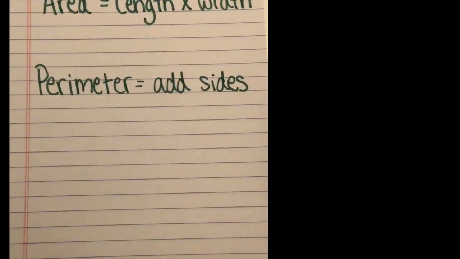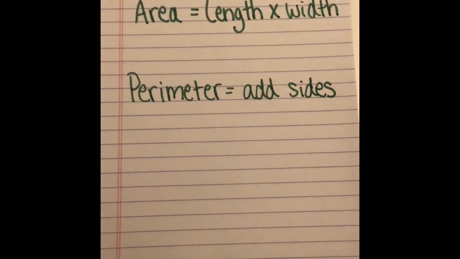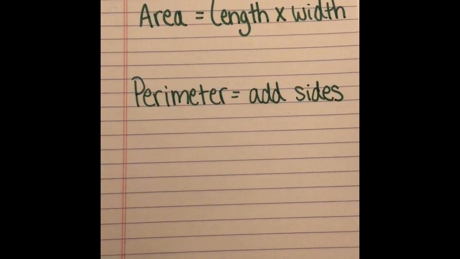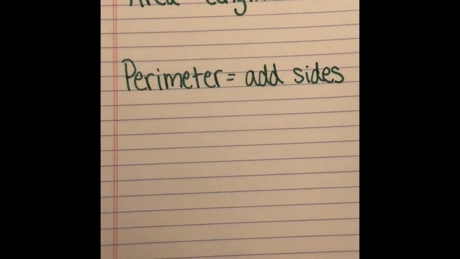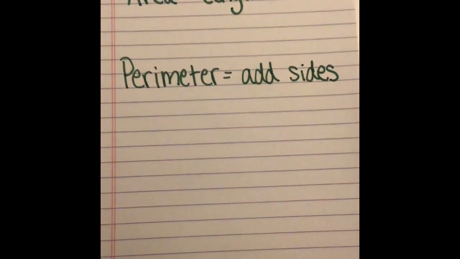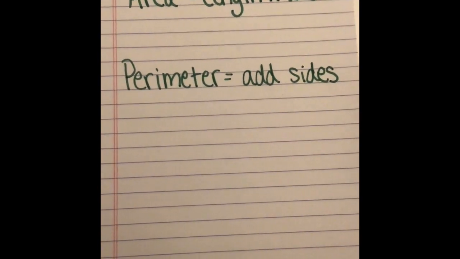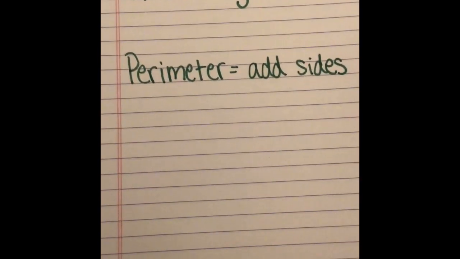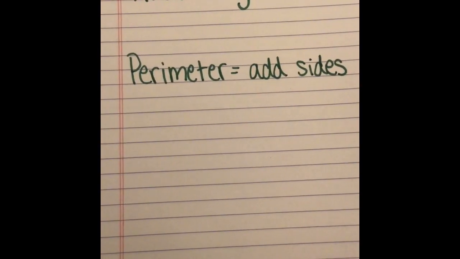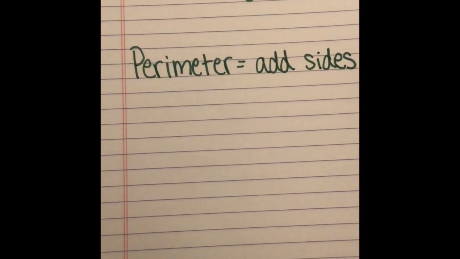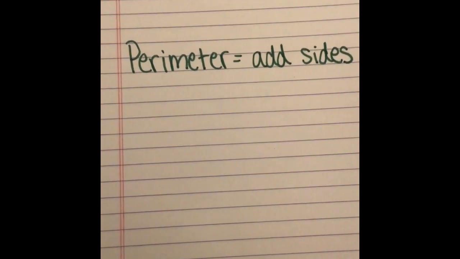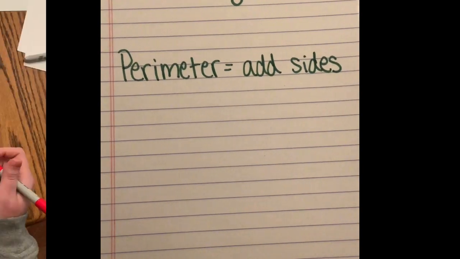We will be continuing with our area and perimeter unit, so let's get started. Area is the amount of space that's within a particular shape. We can find area by multiplying the length and the width. The perimeter is the distance around a specific shape, and we can find perimeter by adding all of the sides.